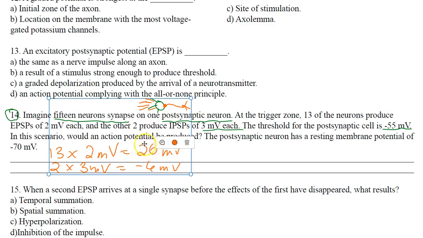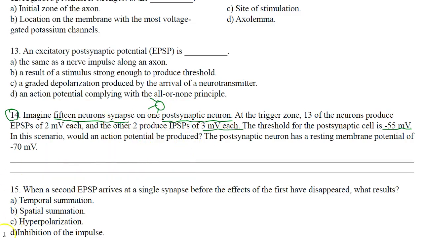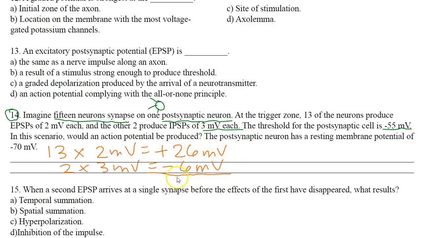Okay, I'm back. So here's all of our EPSPs and IPSPs. We have the numbers here. Now we have to figure out in total what the change is between the two. So we just subtract: 26 minus 6 gives us 20 millivolts. So it's 20 millivolts that we're working with, and that's going to be the change in the membrane potential.